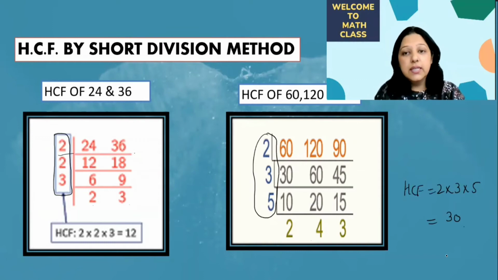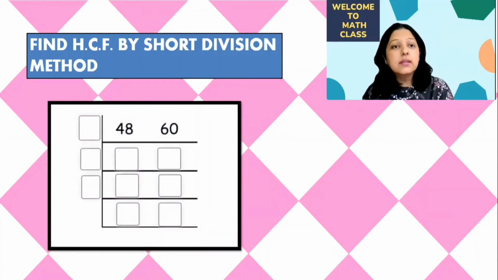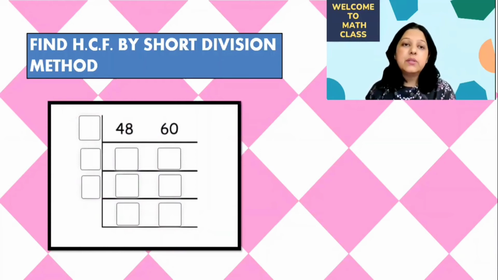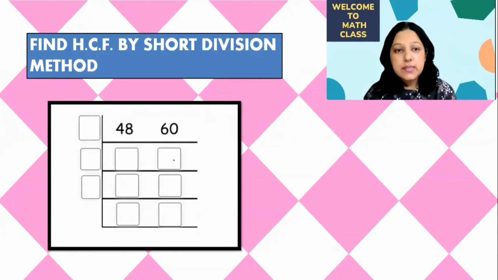Let's do the next one. HCF by short division method. We have done now this HCF by short division. Now let us do one problem based on this. Like you can see it here, we have to find the HCF by short division of 48 and 60.